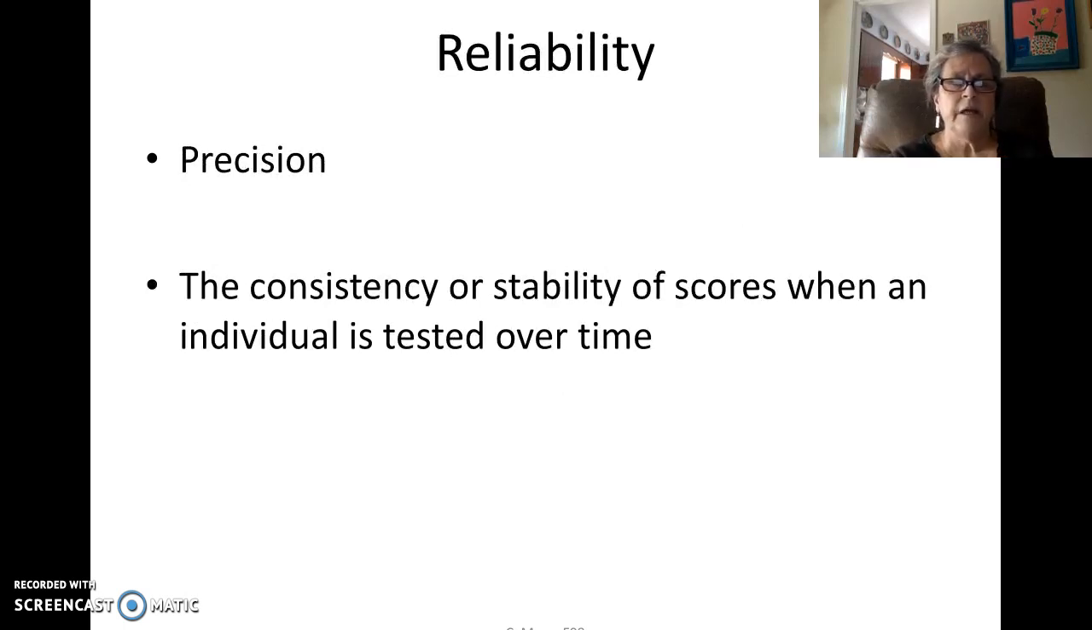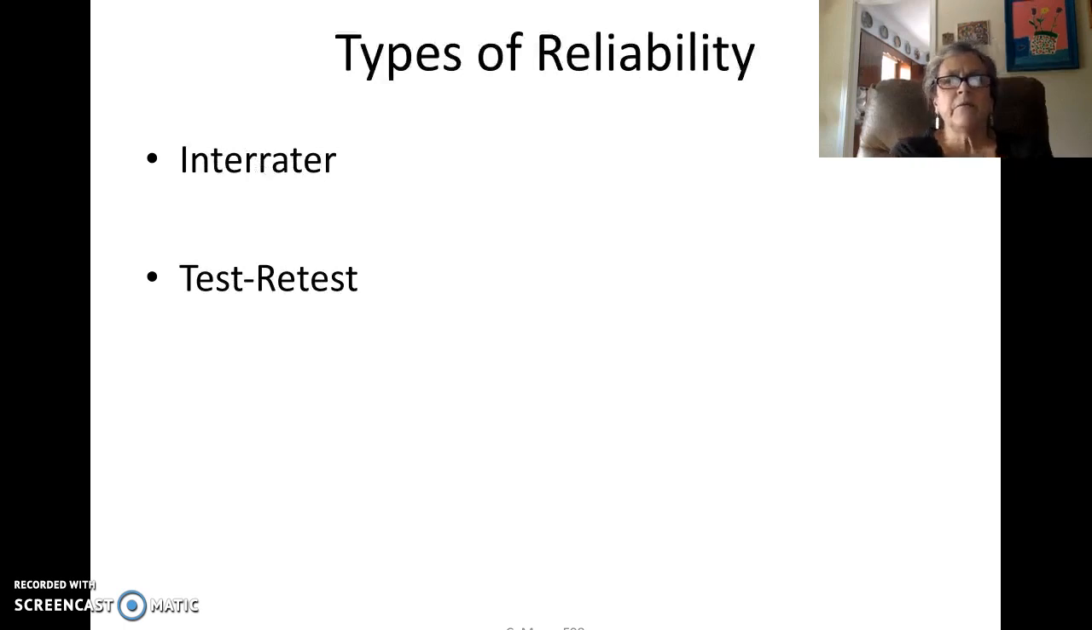So reliability can look at precision and consistency over time. Reliable, do I get what I need to get, and does it happen the same over time? Every time the person is tested, do I still get that same score? So inter-rater reliability is reliability between more than one person. If two people are rating a child on the same performance, do they come up with the same scores? And then test retest, as I mentioned, when you test the child and then you test them again, do you get the same scores?